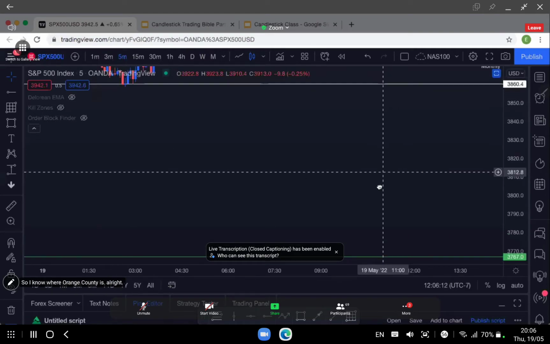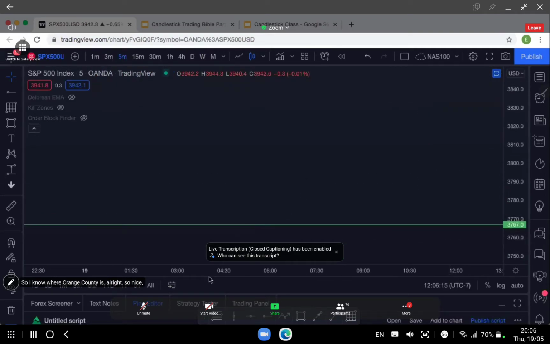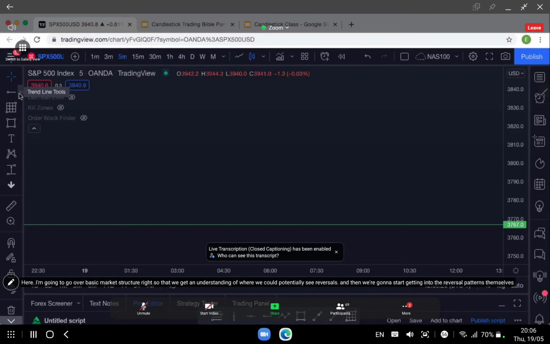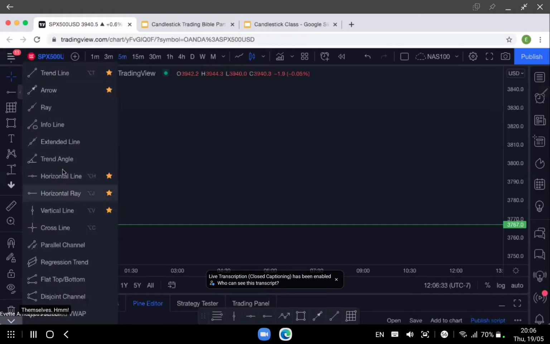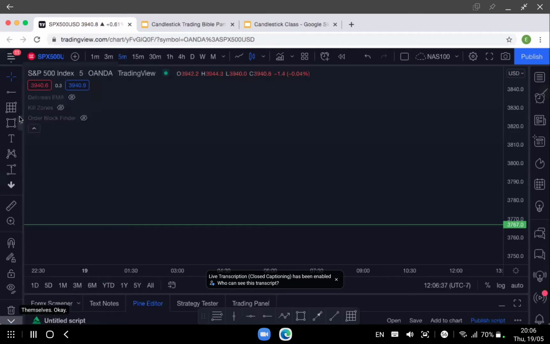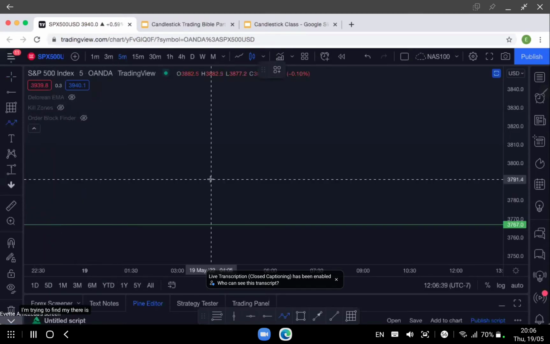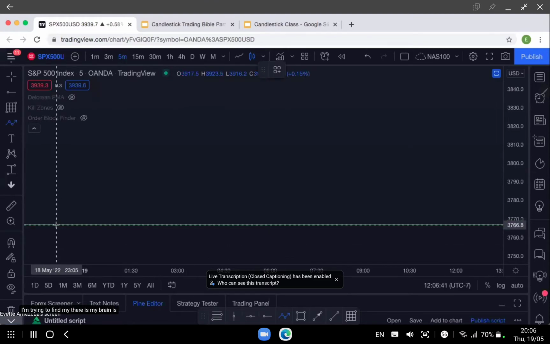All right, so let me see here. I'm going to go over basic market structure, right? So that we get an understanding of where we could potentially see reversals. And then we're going to start getting into the reversal patterns themselves. Okay. I'm trying to find it. There it is. My brain is slow today.